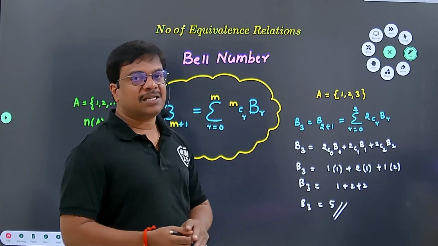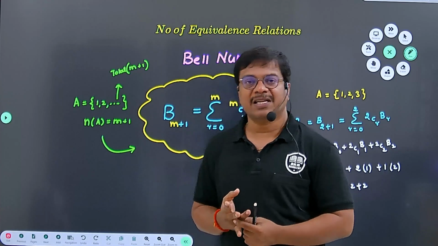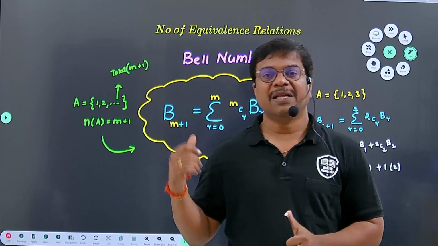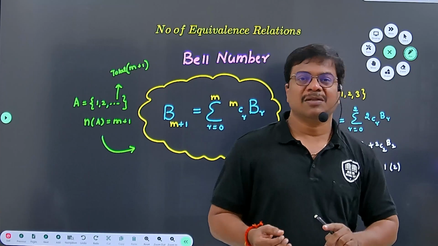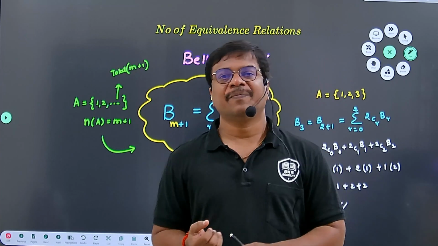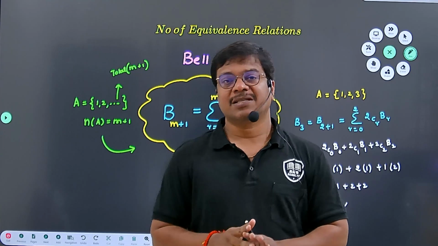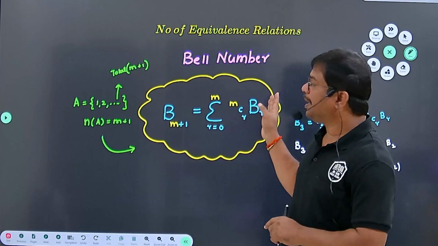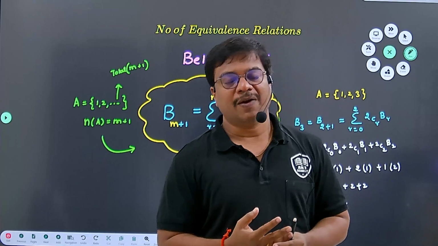In JEE 2025, a question was asked from the topic number of equivalence relations. So Bell number is a short technique to find the number of equivalence relations without calculating reflexive, symmetric, transitive relations. Just remember Bell numbers. Bell number gives the number of equivalence relations. I hope you have understood everything.